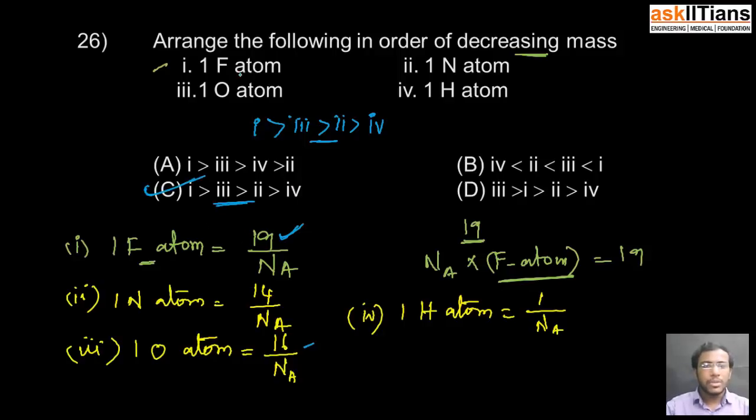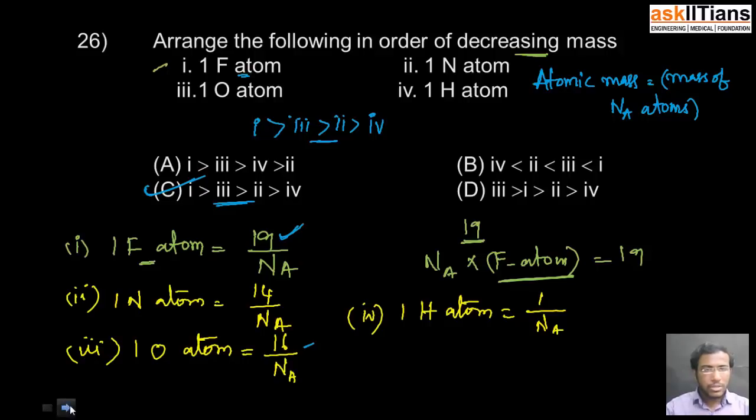Okay, so this is how you can solve this question. One thing you need to remember is that atomic mass or atomic weight is equal to the mass of Avogadro number of atoms. If you know this, you can easily solve this problem. It may be a fluorine atom, an oxygen atom, or a hydrogen atom. It may be any atom.